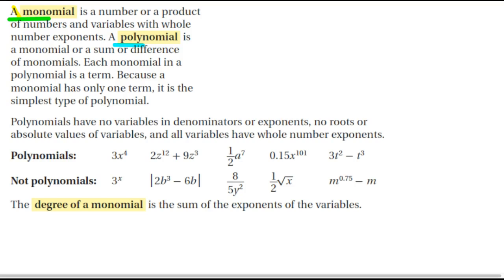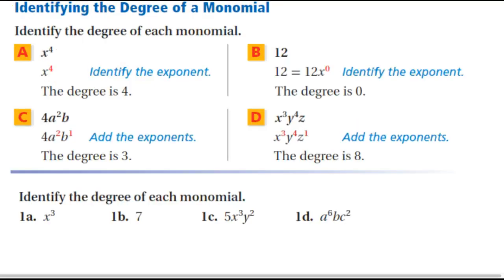The degree is going to refer to the term and the exponent, or the sum of the exponents of the variable, so we'll talk about that. Jump over to the next page, start talking about degree. The degree, again, refers to the sum of the exponents. So in A here, this monomial x to the fourth has a degree of 4, because it is to the fourth power. B, this one right here, would have a degree of 0, because technically this is 12 x to the 0 power. Nobody writes that, but it's there.